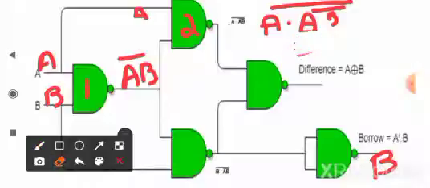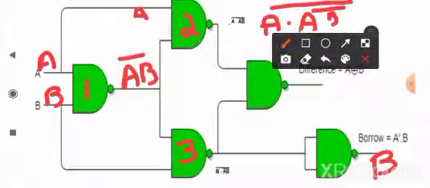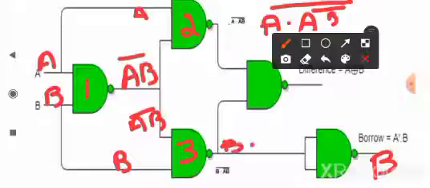So this is the thing which we get in the second NAND gate. And in the third NAND gate, what we are getting here is B into AB complement. So you will be getting here B into AB complement.